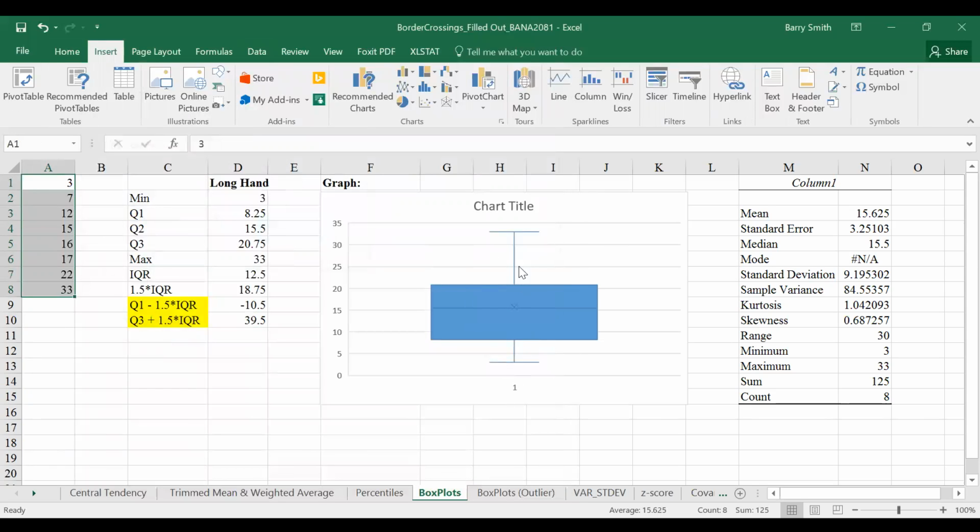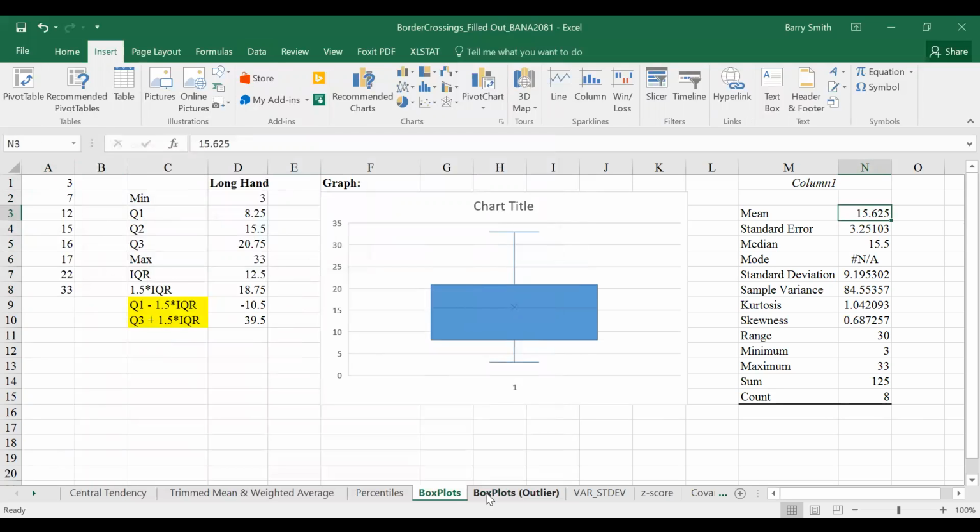Now, notice this one doesn't have any outliers. The IQR range goes from negative 10.5, well, the minimum is less than that, so we're okay there. And it goes all the way up to 39.5. Well, the max is less than that, so the whisker goes to the max value, and we're okay there. Now that gives us the mean of 15.625 for that whole set of data.